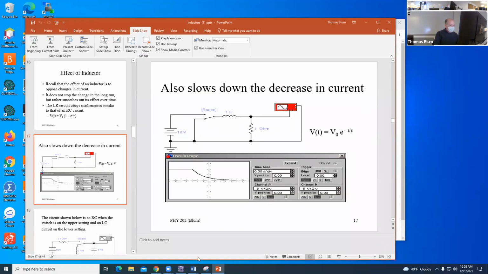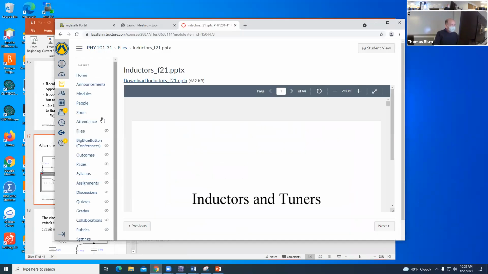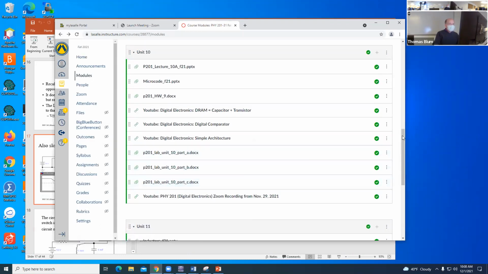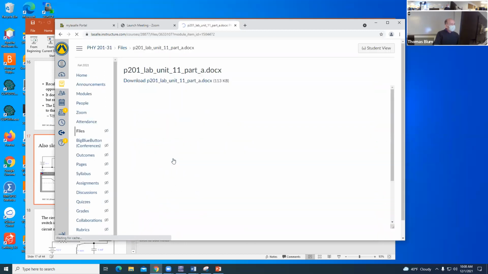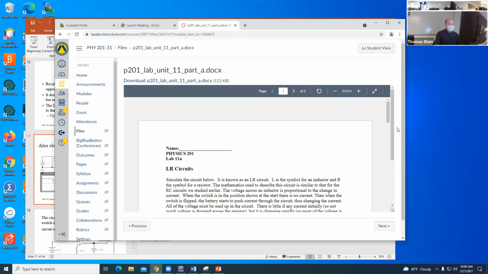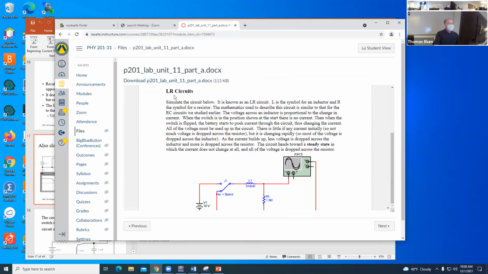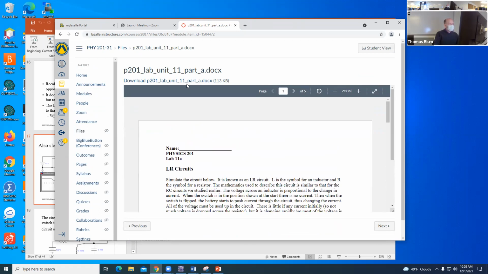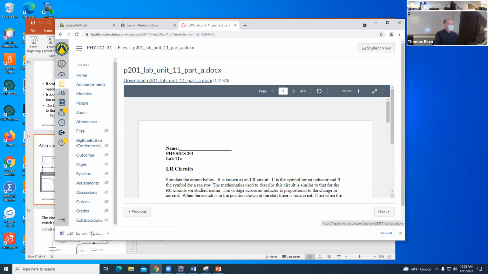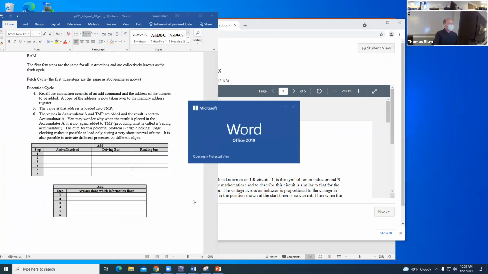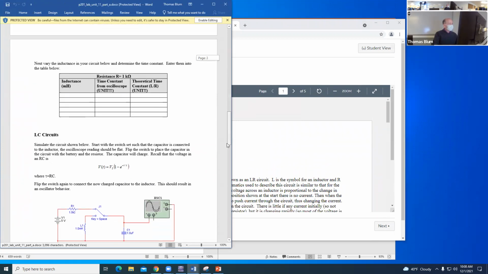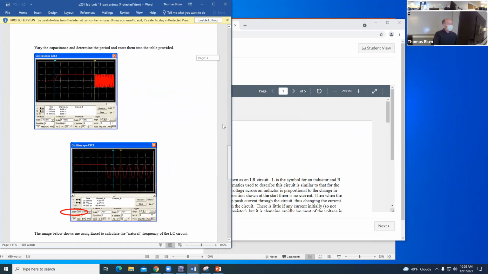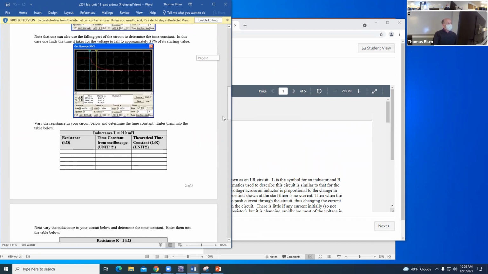Let me see if I can find that for you. Lab 11. What's 11A? 11A is an LR circuit. So that's what I just talked about. So here's the LR circuit, and then there's an LC circuit. So that's what I'm going to talk about next.